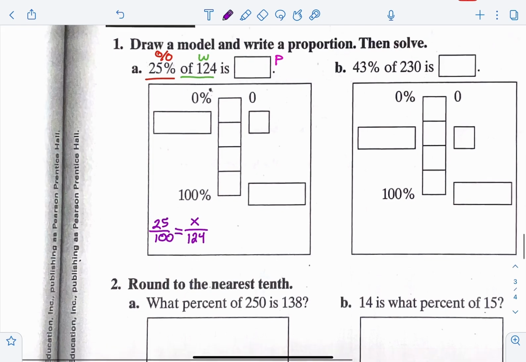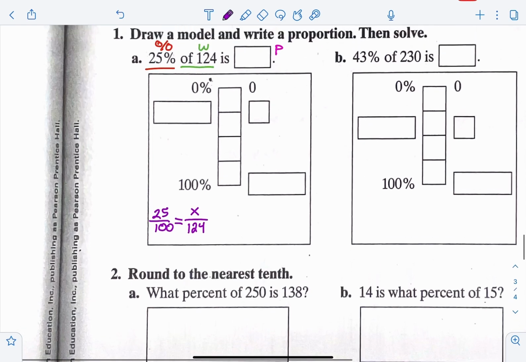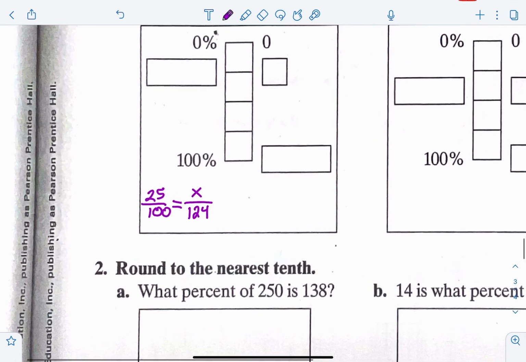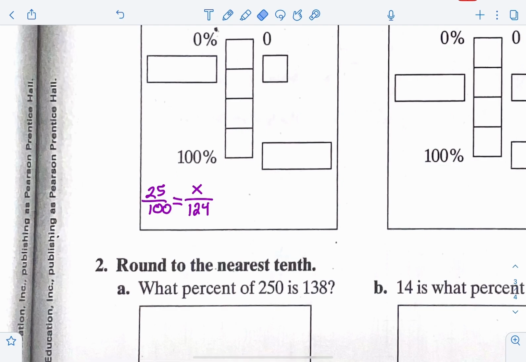So all I did was set up the problem. Then I'm going to do my cross multiplying. Oh, we're going to run out of room. They did not give us very much room. Okay, well, we'll just go behind for now. So 25 times 124 equals 100 times x. And then we're going to come over here because I'm going to run out of room. 25 times 124 is going to give me 3,100 equals 100x.